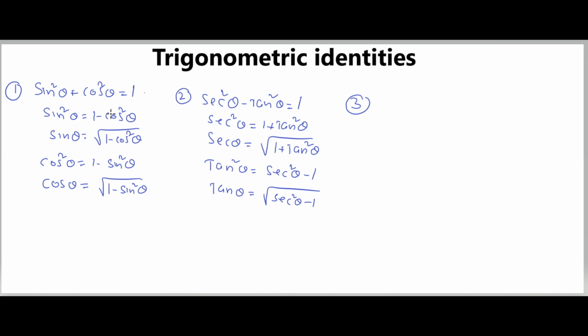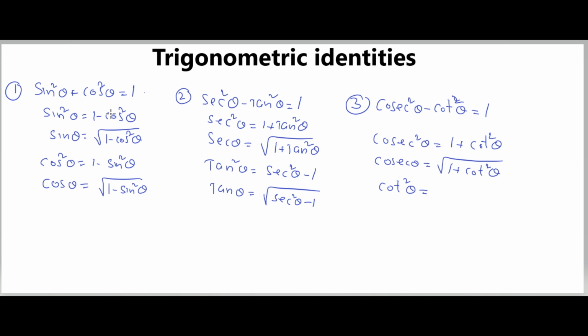Third trigonometric identity, cosec square theta minus cot square theta is equal to 1. Cosec square theta is equal to 1 plus cot square theta, and cosec theta is equal to under root of 1 plus cot square theta. Cot square theta is equal to cosec square theta minus 1. Cot theta is equal to under root of cosec square theta minus 1. These three are called trigonometric identities.